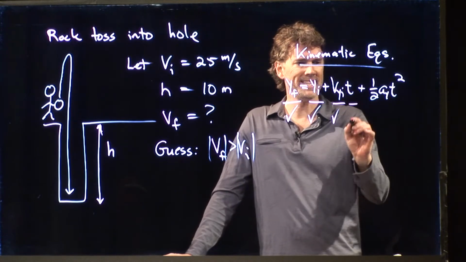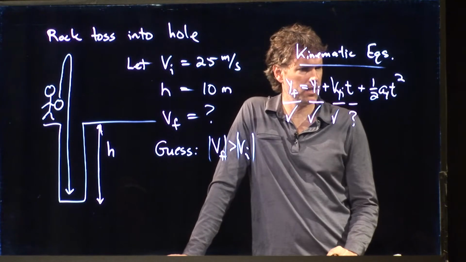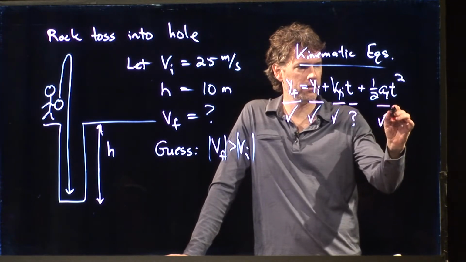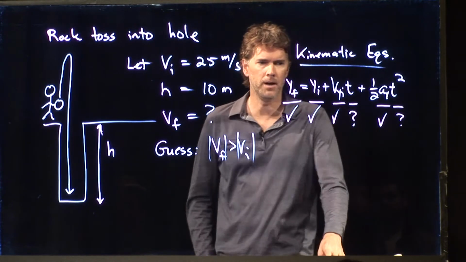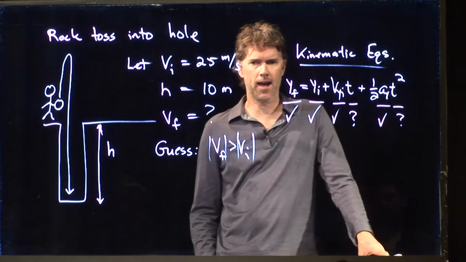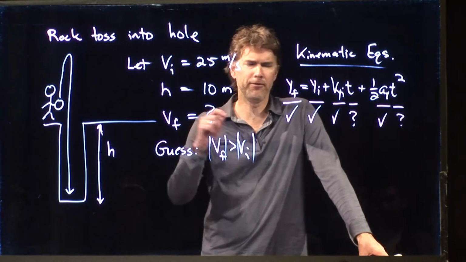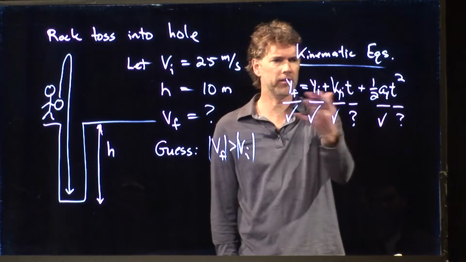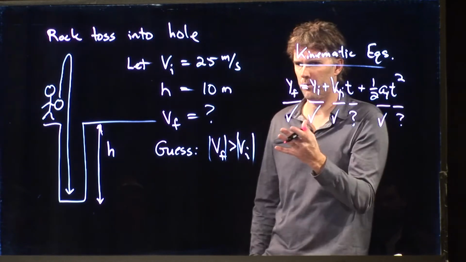Do we know t? Don't really know t yet. Do we know a sub y? Yes. But it looks like maybe we have enough. But if we're trying to find v final, this isn't really going to help us, is it? This doesn't have v final in it. All right, let's go to a different equation.